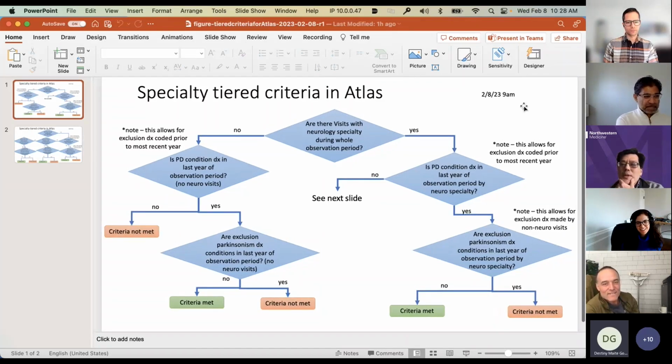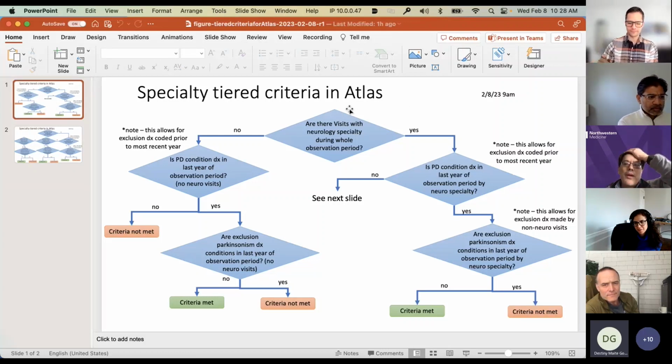This is revised from this morning, at 9 a.m. local time. So the way I thought about doing it, and you guys can poke holes in it, it'd be great. You would start with, are there visits with a neurology specialty as defined by visit specialty linked to the provider during the whole observation period, which is specific to each person, I believe, but you correct me if I'm wrong. If the answer is no, they have never had a neurology specialty coded within OMOP, then you go over here and you say, is there a Parkinson's condition specifically in the last year of the observation period?